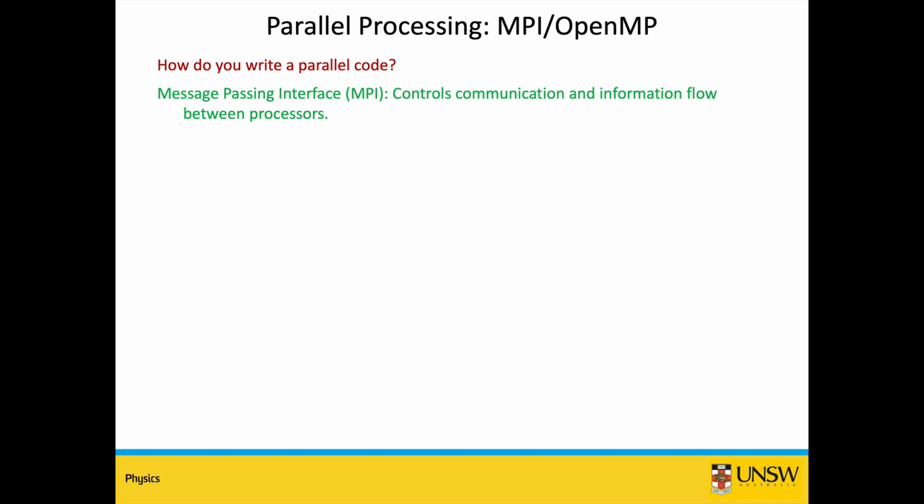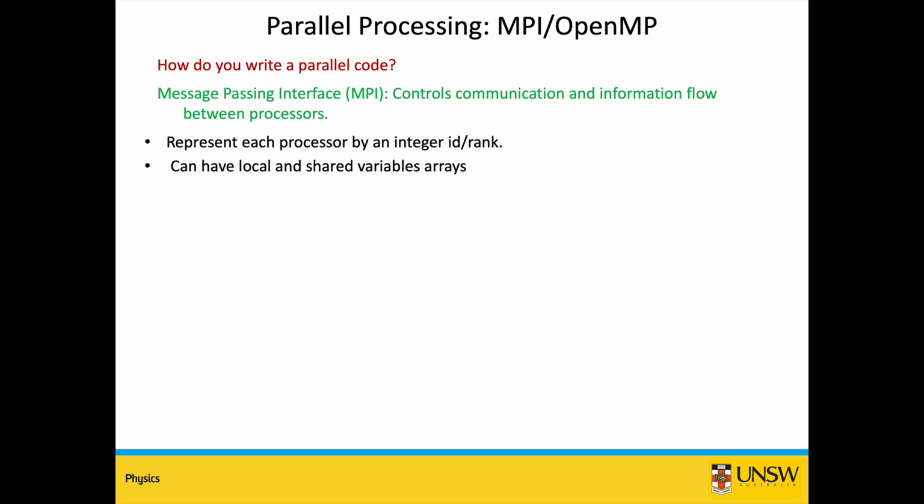How do you write code that is parallel? There are multiple options, but the one that I will briefly introduce to you is the message passing interface, MPI. It controls communication and information flow between different processors, the MPI paradigm. Over here you represent each processor by an integer ID or rank, whatever you call it. And it can have local variables that are particular to one CPU, or shared variables, which reside in all the processors basically.